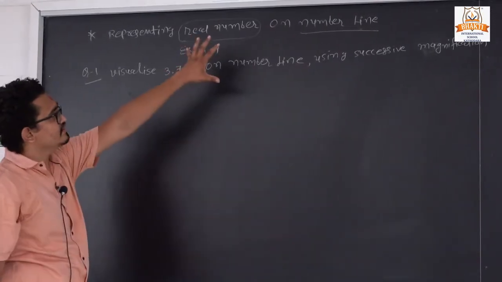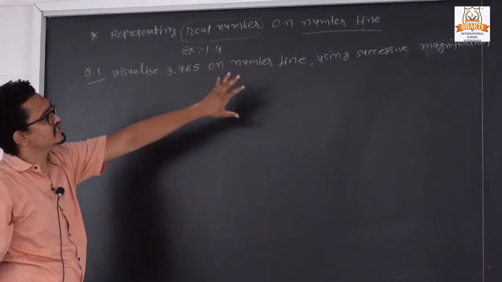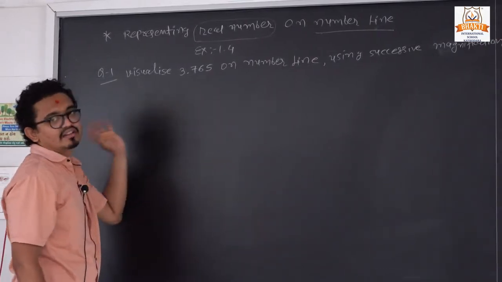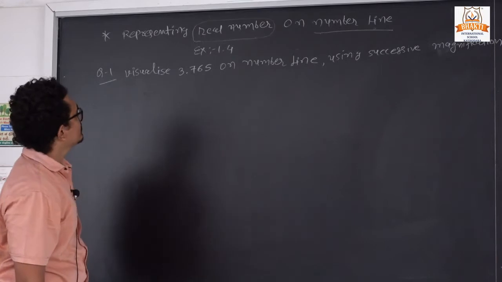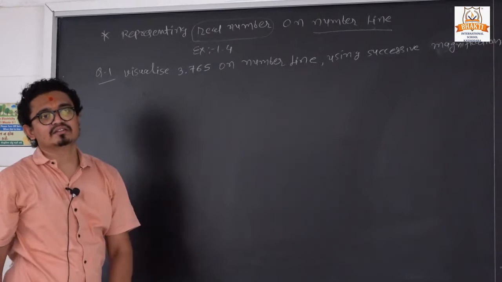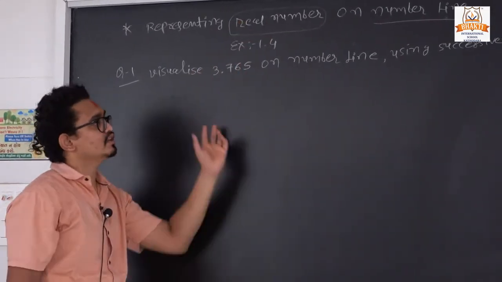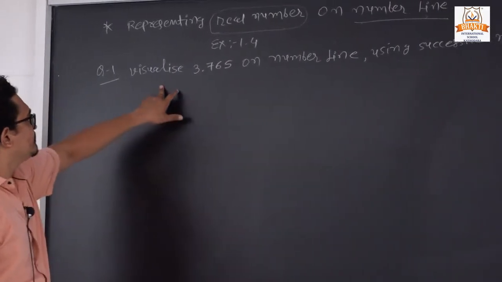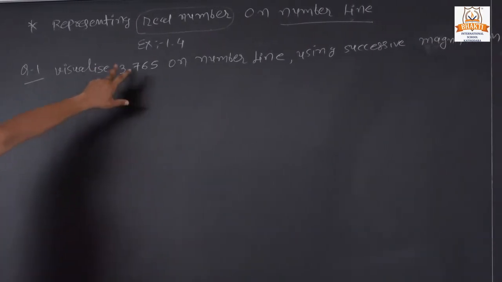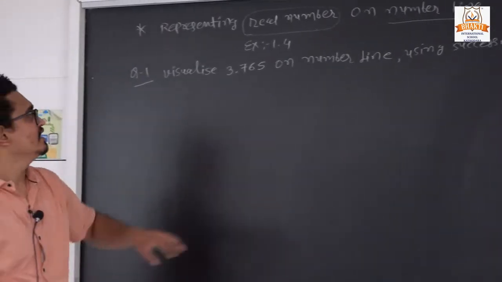In a number line you already know that on the right hand side of the 0 we have the positive integers, and on the left hand side of the 0 we have the negative integers. So today we want to represent the real number on that number line. Our exercise 1.4 totally depends on that topic, and we have two questions for that. So we can take that example. From that example you can easily understand how we can represent the real number on the number line.